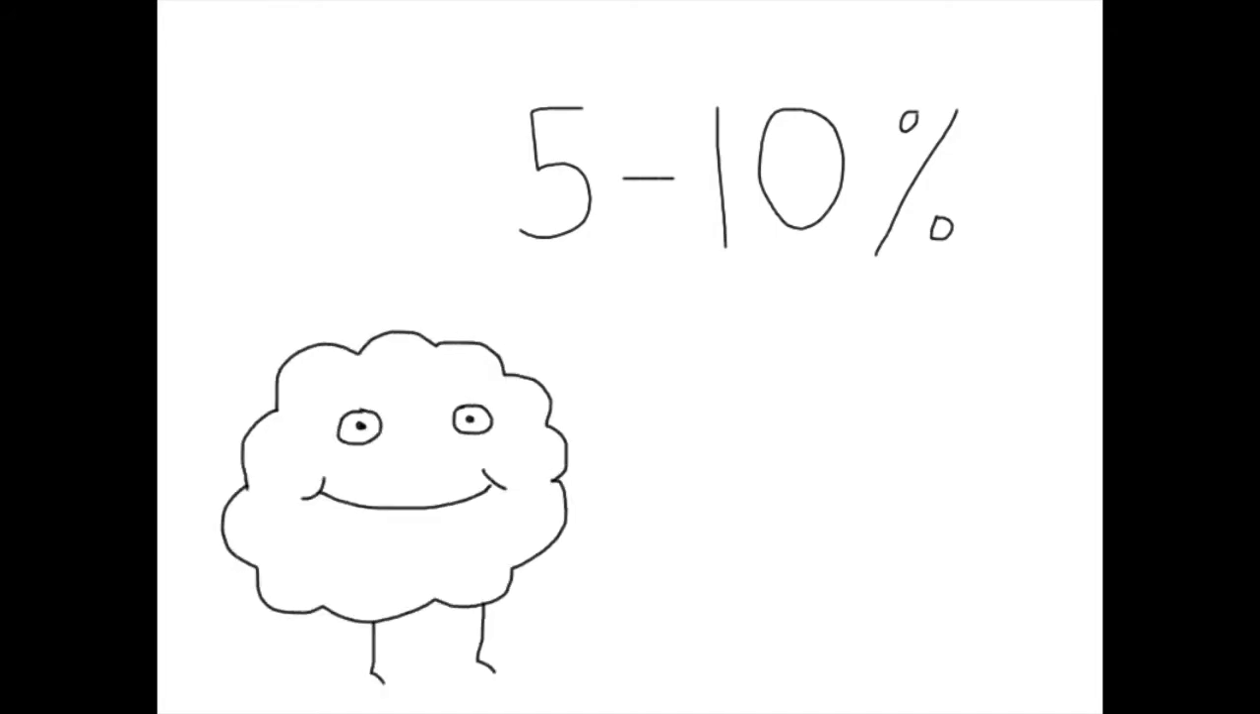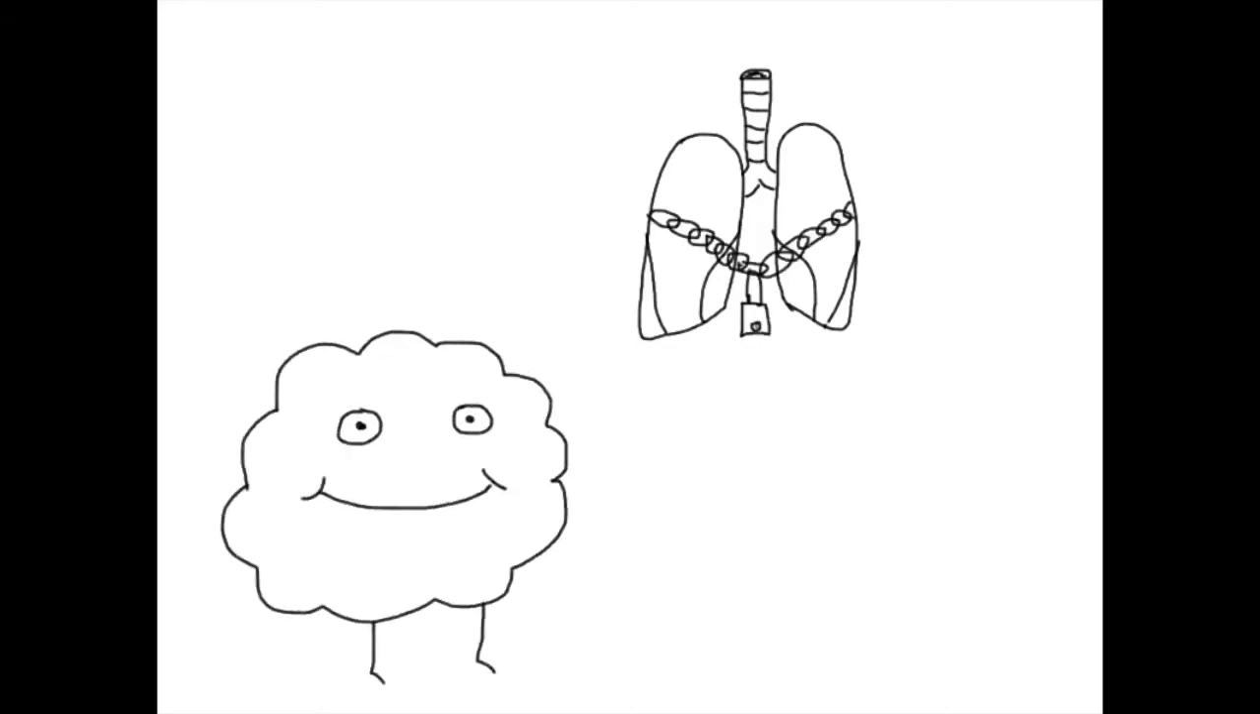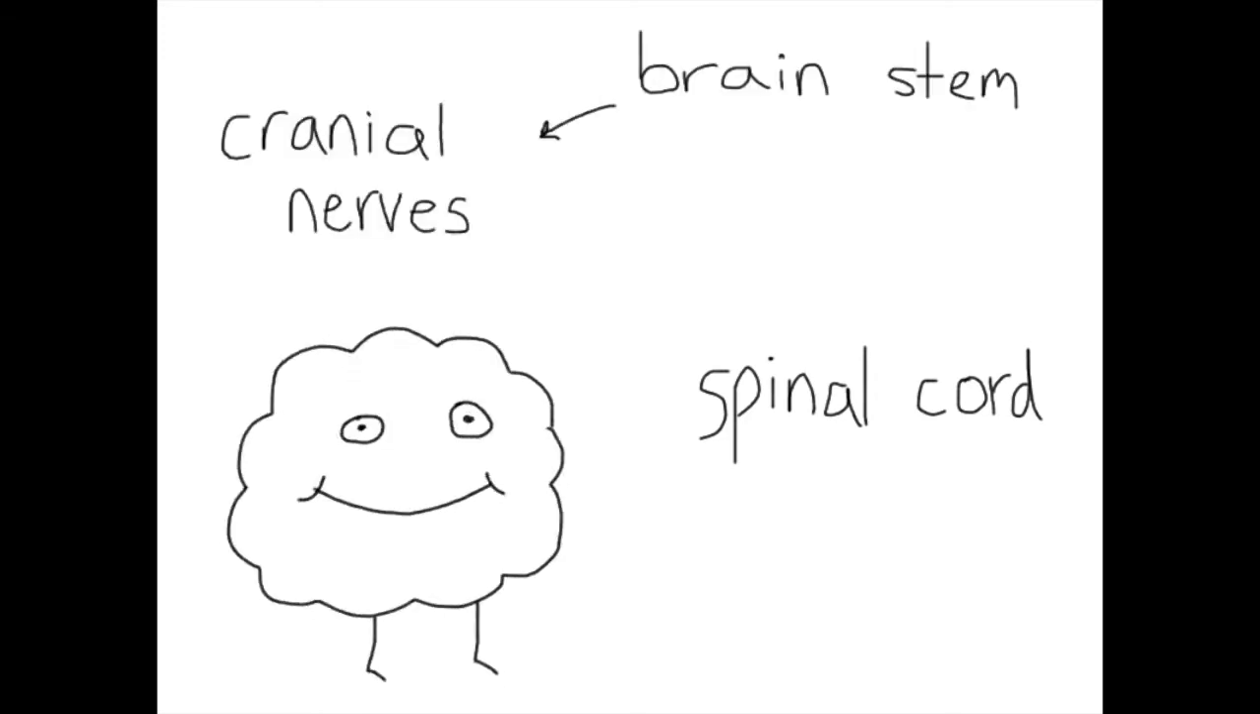About 5 to 10% of paralysis cases are fatal, because it affects the diaphragm, meaning the muscles around your lungs are paralyzed and you can no longer breathe. It's usually the spinal cord that is attacked, but fatal cases are caused by the virus infecting the brainstem, which affects the cranial nerves.